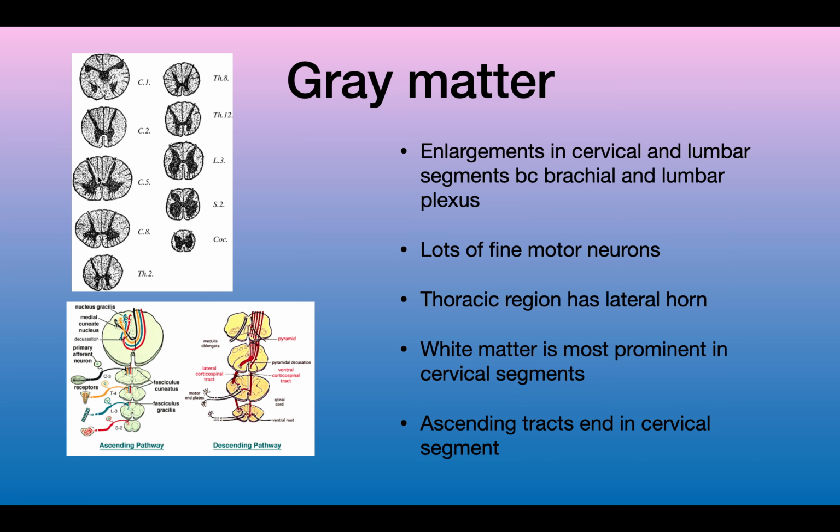The thoracic region is the only one with the lateral horns right here. Well, this is actually cervical. Sorry, thoracic would be right here, right here, right here. It's very prominent, and the white matter is going to be most prominent in the cervical region, of course. So as the tracts go down, the white matter decreases. And the ascending tracts will also end in the cervical segment. That's why there's so much of the white matter.